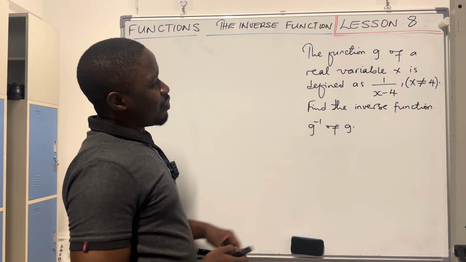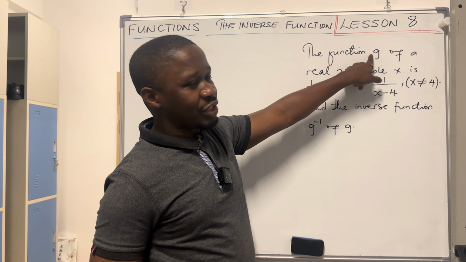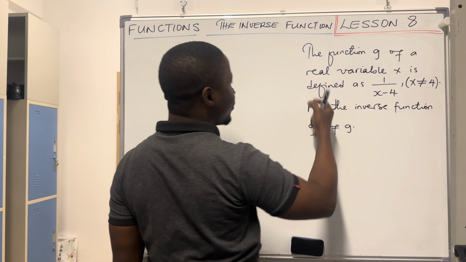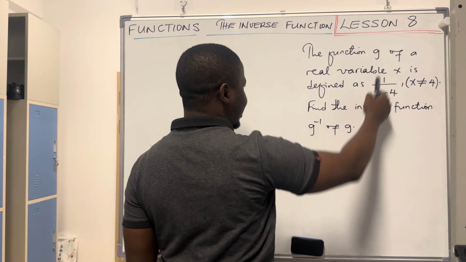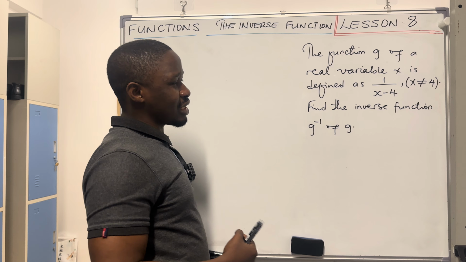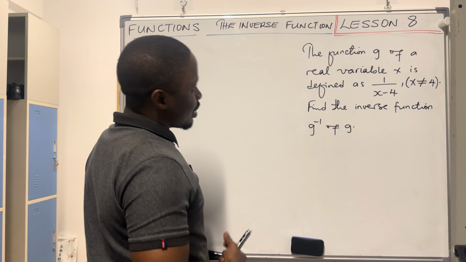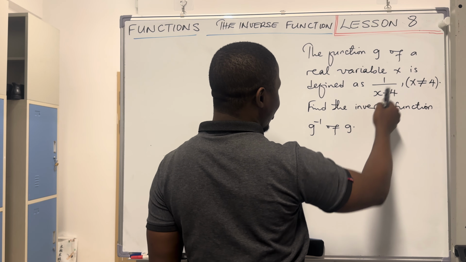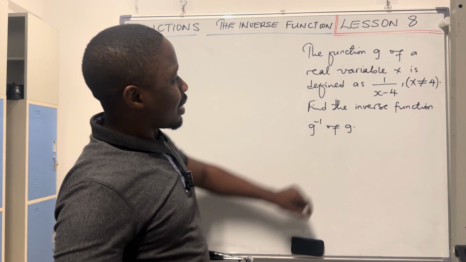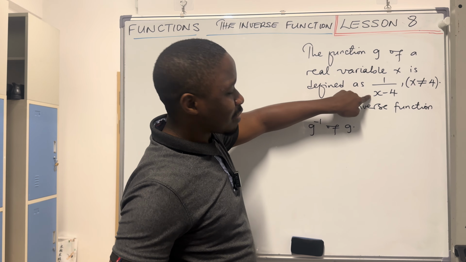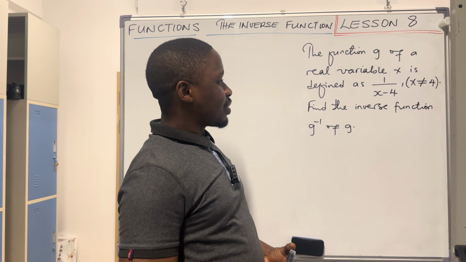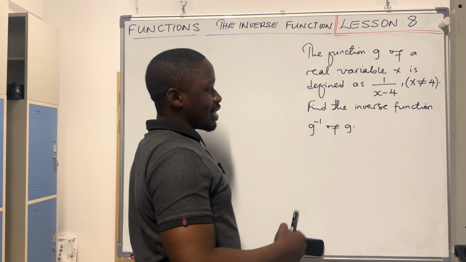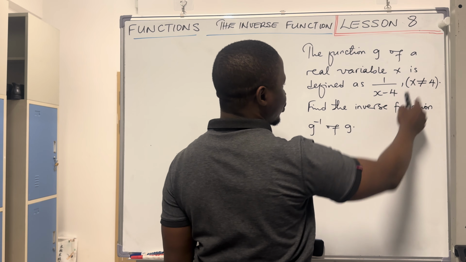The function here is labeled g, so it is read as the function g of a real variable x, meaning x is a real number. It's representing what? A real number. But this function labeled g is defined as 1 over x minus 4. But the only way 1 over x minus 4 as a function can be true is when we acknowledge that x is not equal to 4.